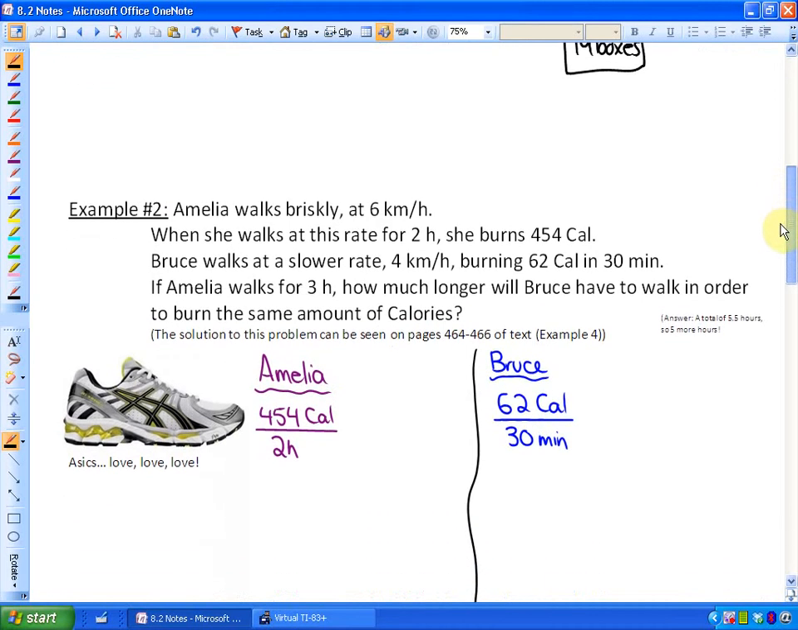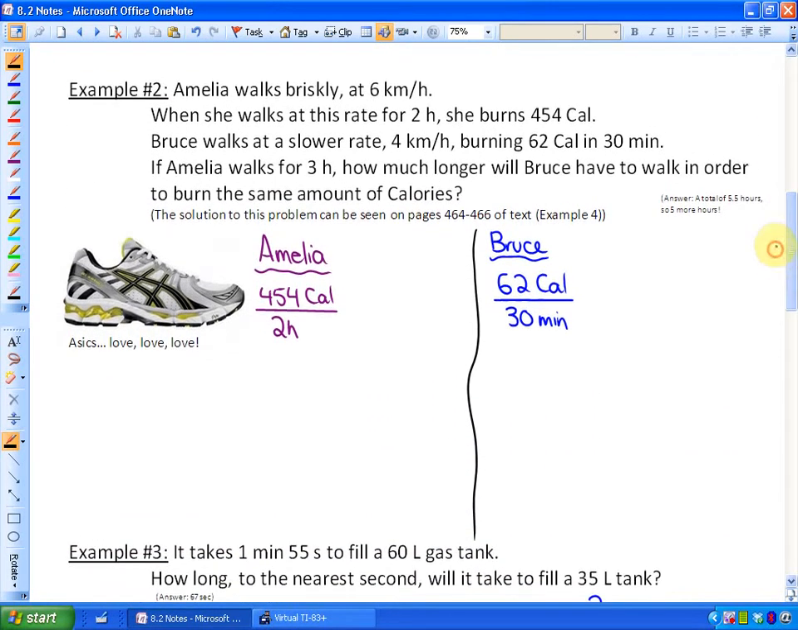Example number 2 is, in my opinion, a far more difficult, challenging problem. And we'll see here what it's about. Amelia walks briskly at 6 kilometers per hour. When she walks at this rate for 2 hours, she burns 454 calories. So she can burn 454 calories in 2 hours. Bruce walks much slower at 4 kilometers per hour, and he burns 62 calories in 30 minutes, which is equivalent to half of an hour. The question is this: if Amelia walks for 3 hours, how much longer would Bruce have to walk in order to burn the same amount of calories?